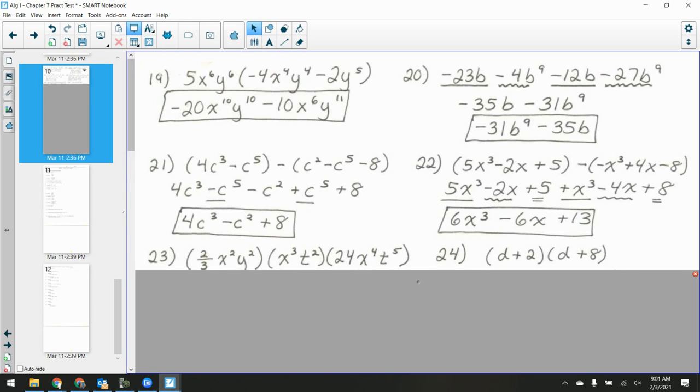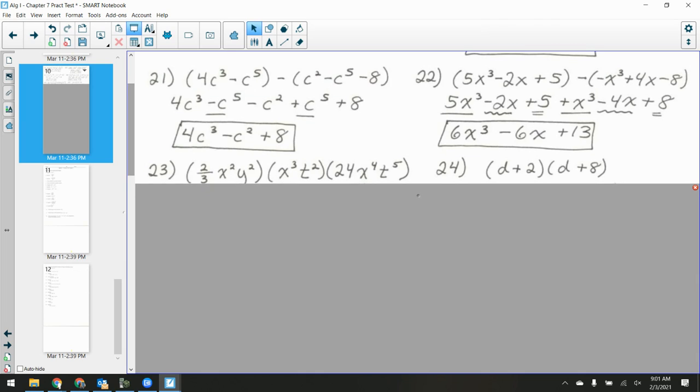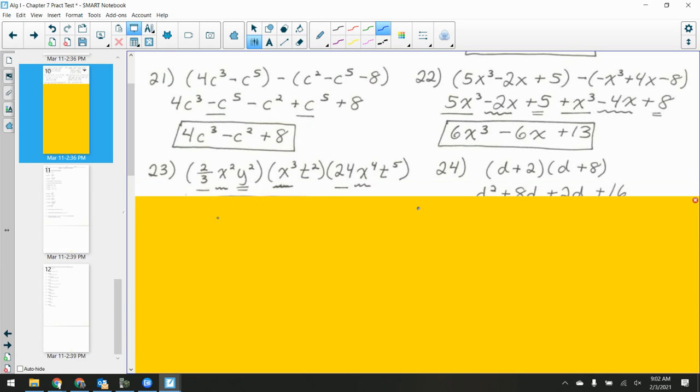Number 23. Now we get to the multiplication stuff, which I know some of you were struggling with a little bit. But let's take a look here. David, you didn't do the practice test, did you? Do you see any addition, subtraction signs going on here with number 23? No. So all I'm going to do is multiply common pieces together, which means what is 2/3 times 24? What is 2/3 of 24?